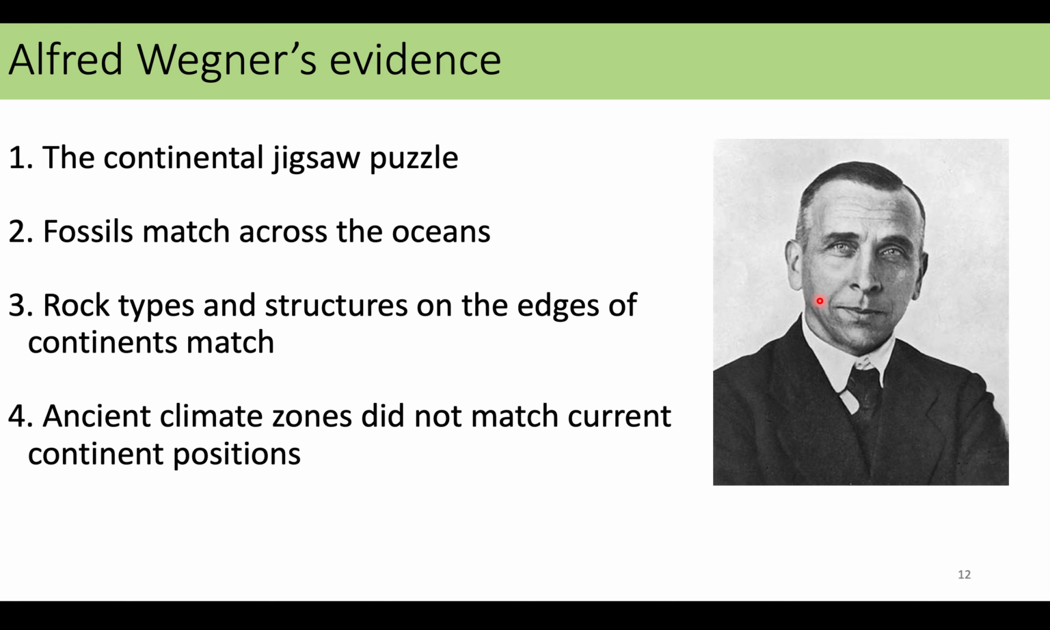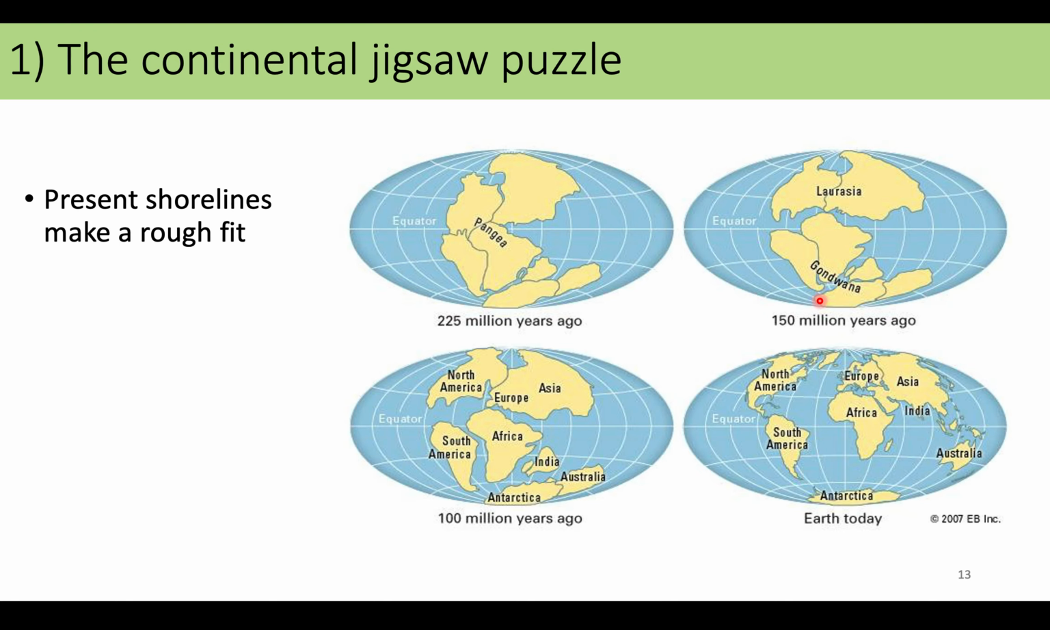So Alfred Wegener first realized that shorelines make a really good fit. So he called this the continental puzzle, the jigsaw puzzle. So the present shorelines of our Earth today, of our continents, look like they could fit together. So you could cut out the continents and put them together into one larger continent.